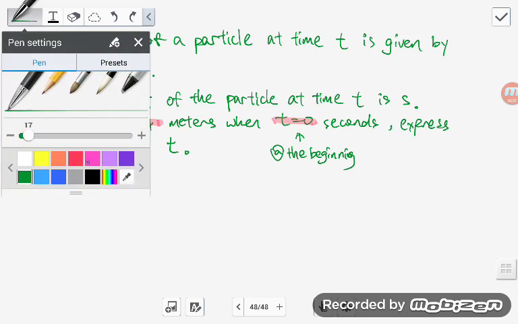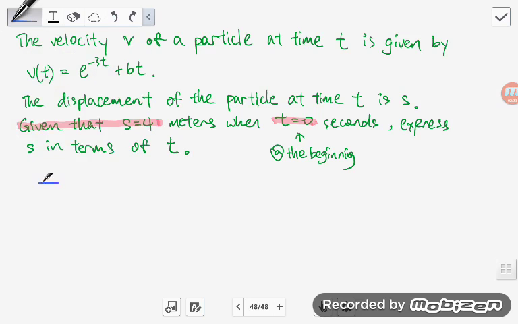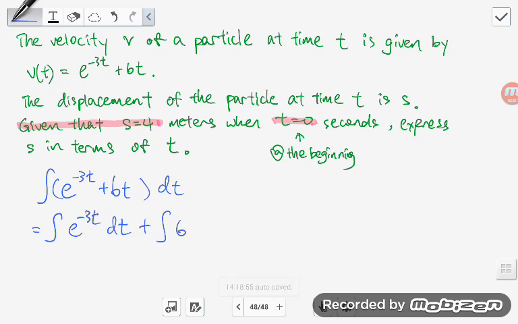So let me use a different color. My v of t is this. So I'm going to find the indefinite integral of v of t, e to the power of negative 3t plus 6t, the whole thing with respect to t. Put your parentheses, just good habit. So this is equal to, the parentheses don't really matter, I can cut them up in half, plus integrate 6t. In fact, I can also put the 6 to the front, 6t dt.